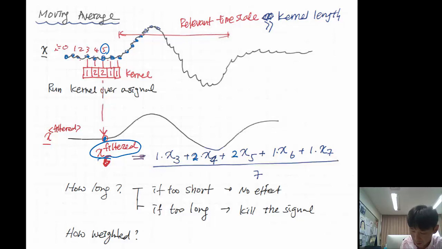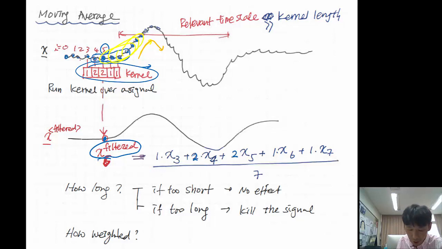And this becomes the filtered x5, right here. And you're moving this kernel one by one, so you're applying it now to this signal, and then you're applying it to another signal, and then next, and then next, moving the kernel like this. And it's called the moving average.